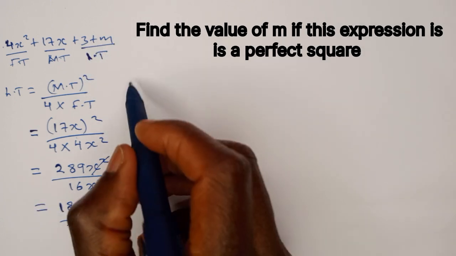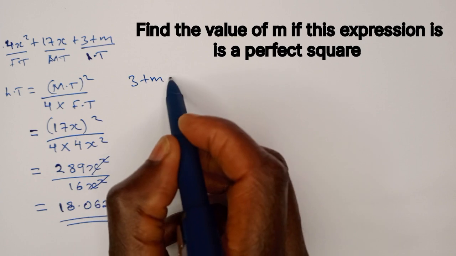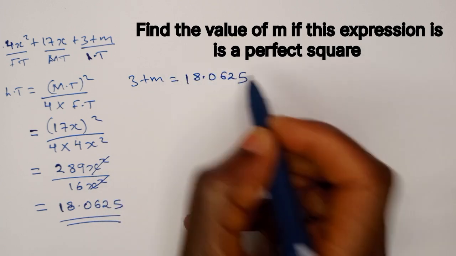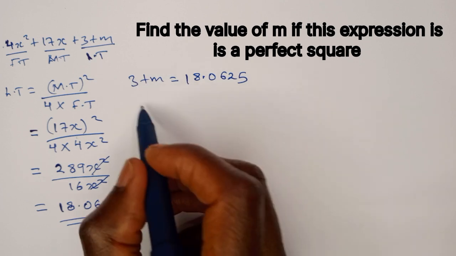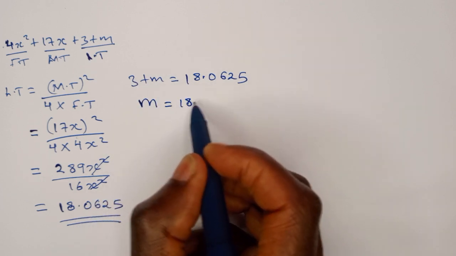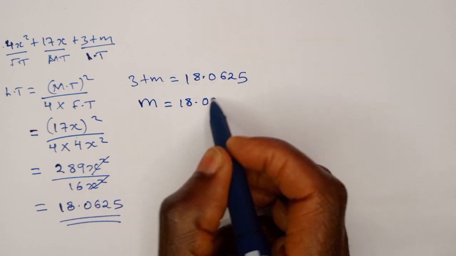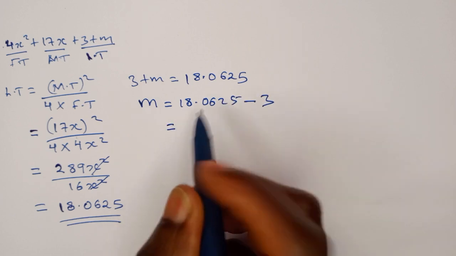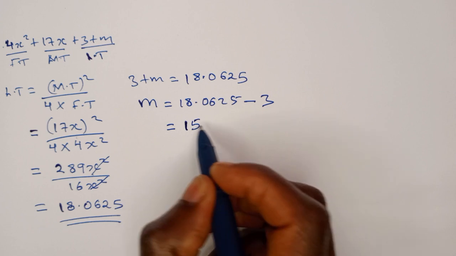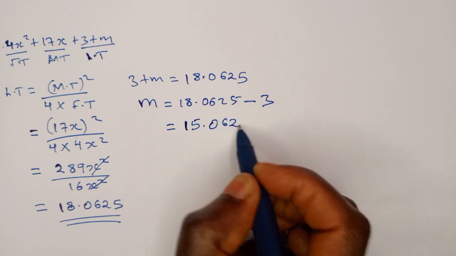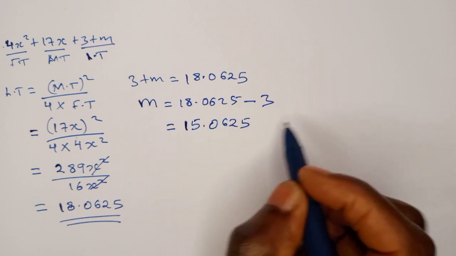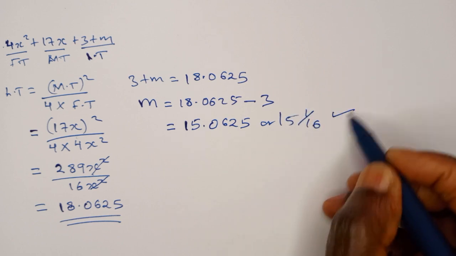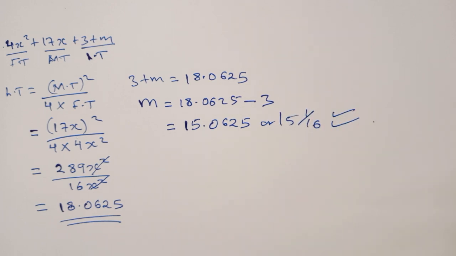So this is the last term, but last term is 3 plus m, so we want the value of m. So we are going to say 3 plus m should give us 18.0625. So taking 3 the other side, m is equals to 18.0625 minus 3. So therefore our final answer would be 15.0625. In decimal or in fraction, it will be 15/16, and that was the value of m.